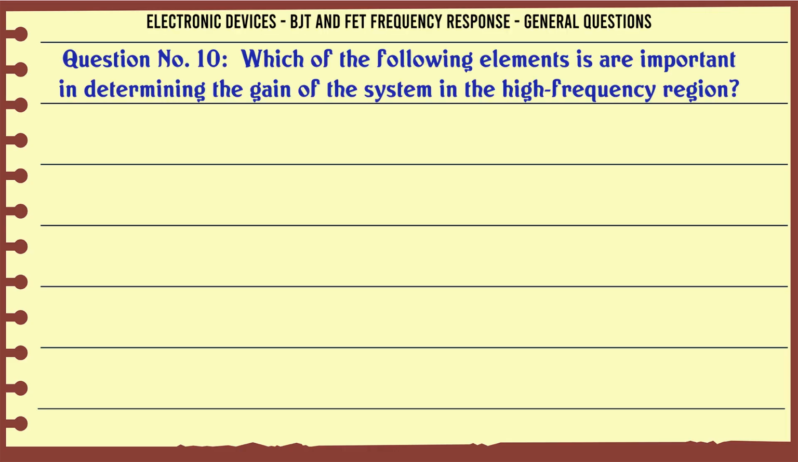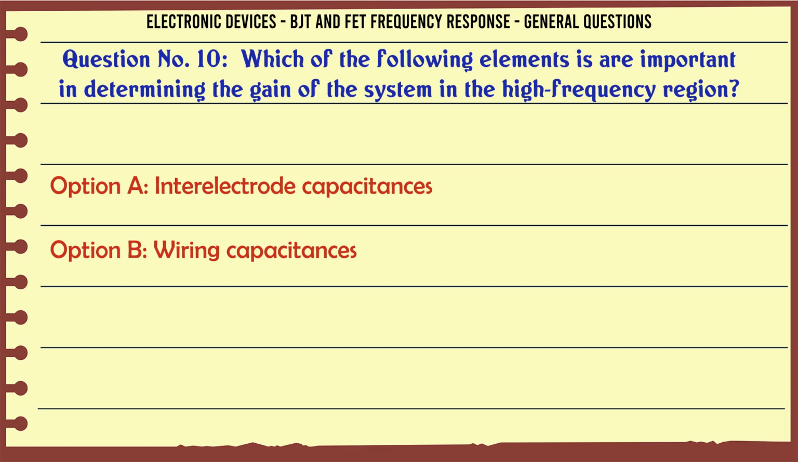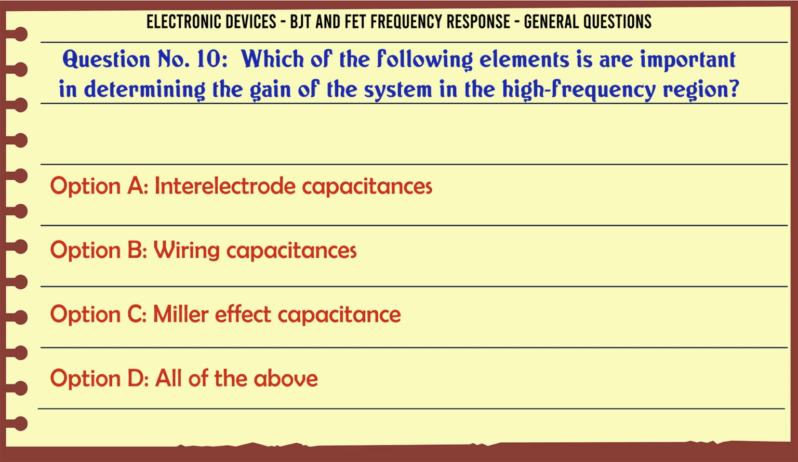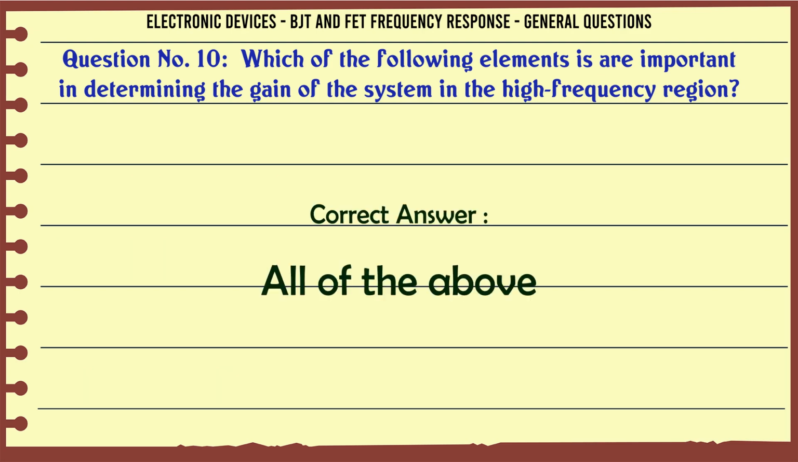Which of the following elements are important in determining the gain of the system in the high frequency region? A. Interelectrode capacitance, B. Wiring capacitance, C. Miller effect capacitance, D. All of the above. The correct answer is all of the above.